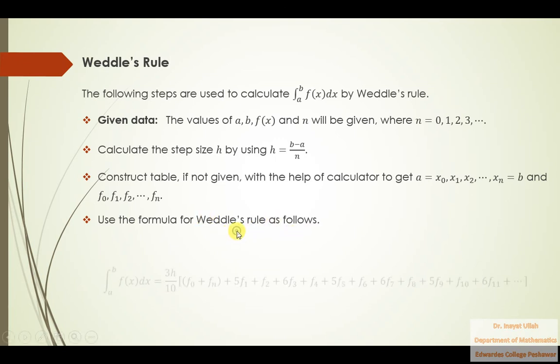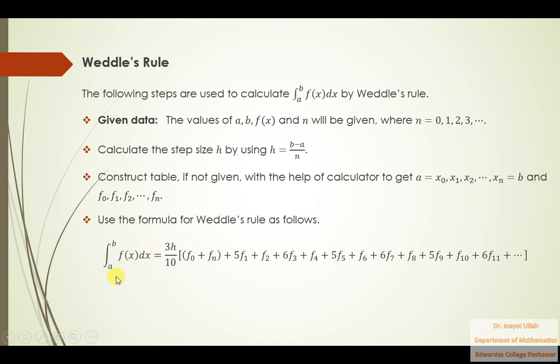The formula for Weddle's rule to calculate the approximate value of this definite integral is this one, and we see that there is 3h by 10. This is different in Weddle's rule. So remember this 3h by 10, times this sum. And what is this sum? This is actually f naught plus fn. F naught is the starting value of the function and fn is the last value of the function. So sum these two function values.